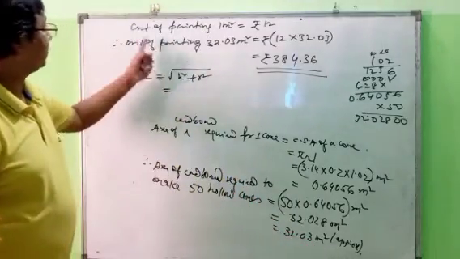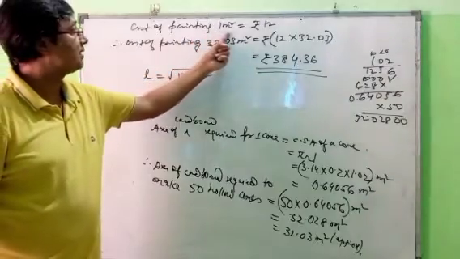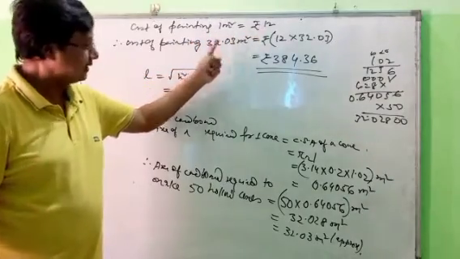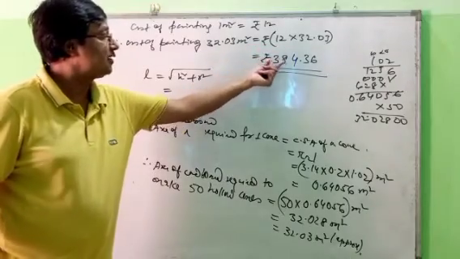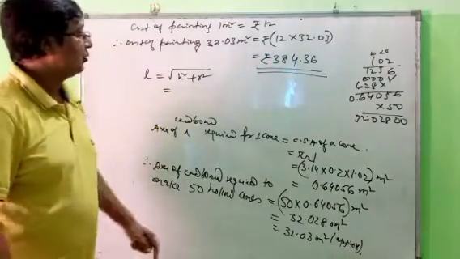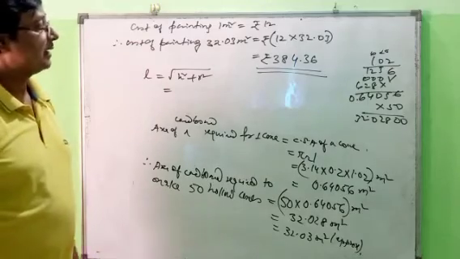Now they have given that the cost of painting 1 square meter is rupees 12. So for painting this total area, the cost will increase. So you got it as rupees 384.36. With this, you have come to the end of 30.3.